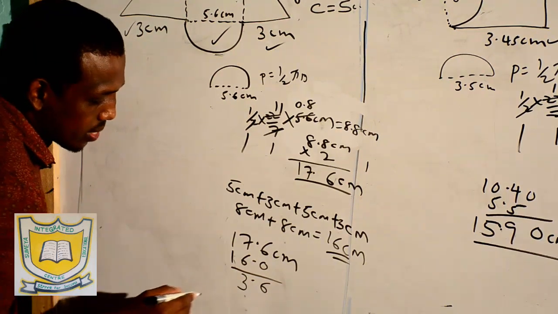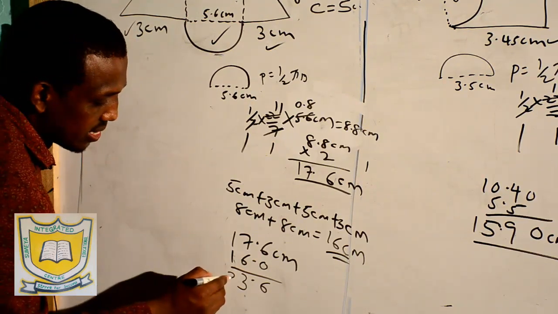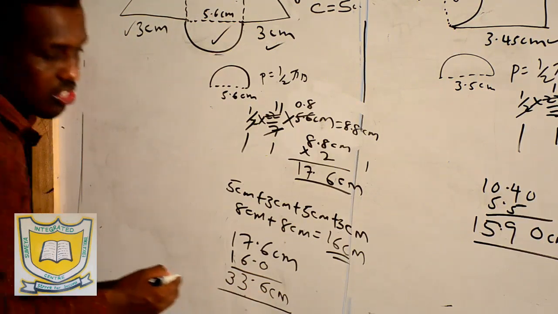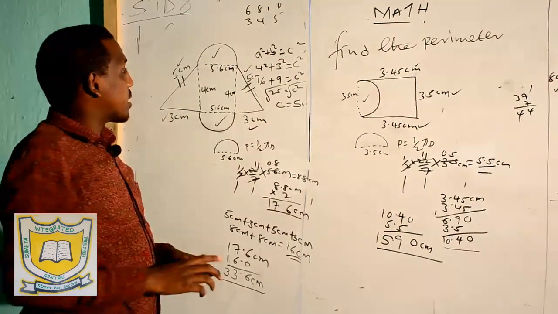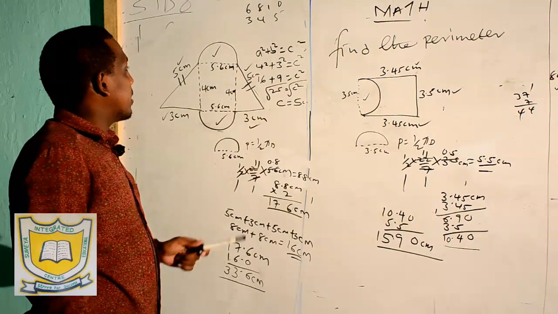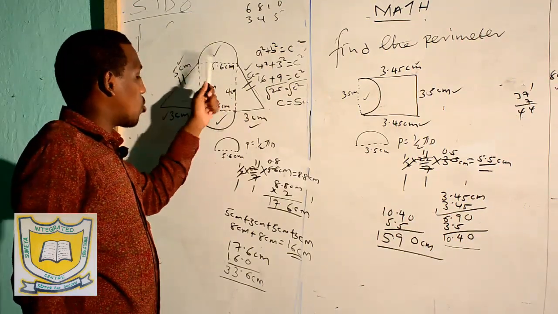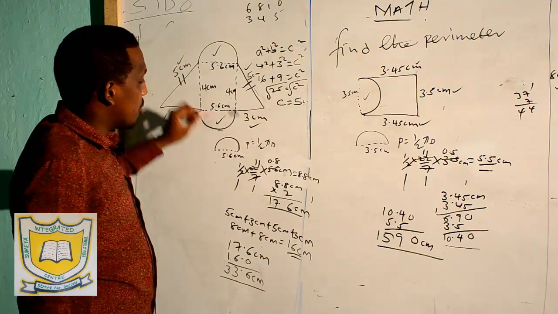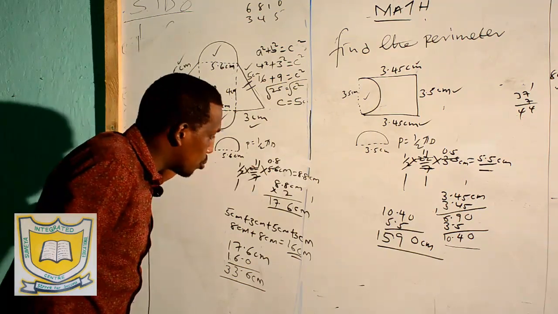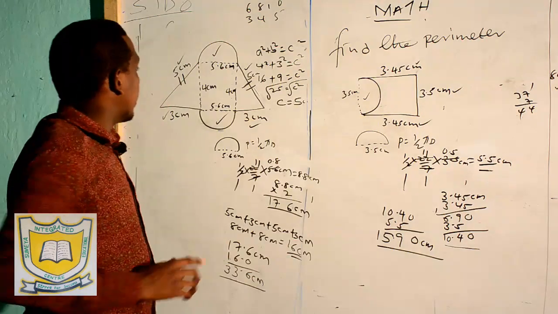6.13, 3 carry 1, 2 plus 1 is 3. So 33.6 centimeter. That's how we get the answer. So you get the perimeter of the semicircle, one semicircle, a half by d: a half times 22 over 7 times 5.6. You get 8.8 times 2. There are 2. Put it somewhere.